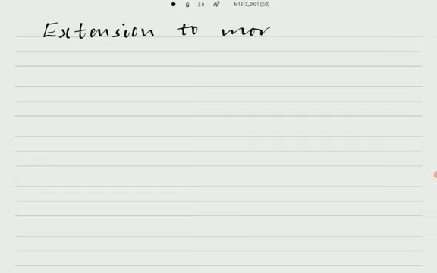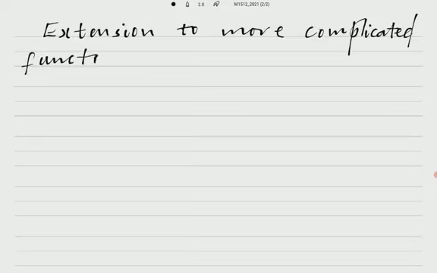But there's still a long way to go because we need to extend this. So now let's do a little bit of extension before we go to implicit differentiation: extension to more complicated functions. We can extend this idea to more complicated functions. What are we talking about here? Which functions are we referring to?